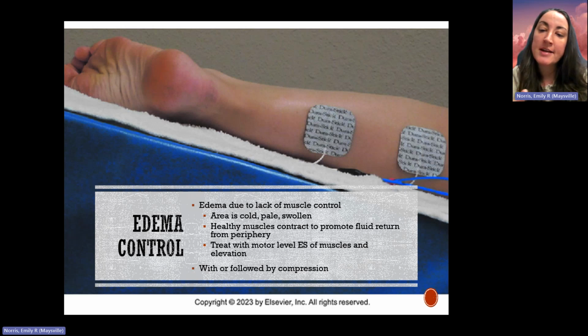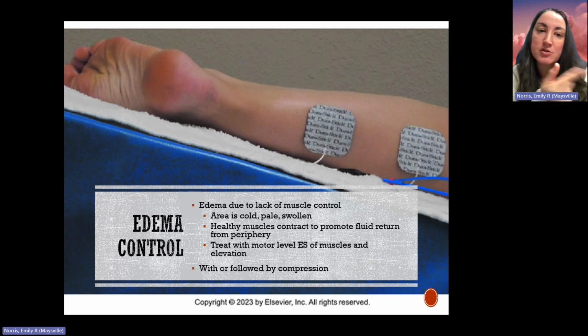And so you want to contract that muscle in order to promote healing. So you want to put the electrodes over the muscle that is closest to the largest veins in that area to pump them out.